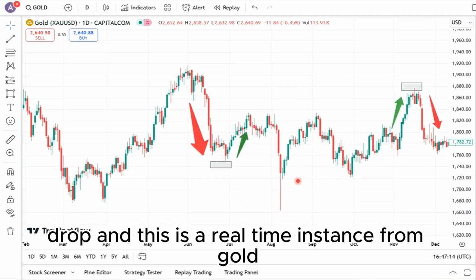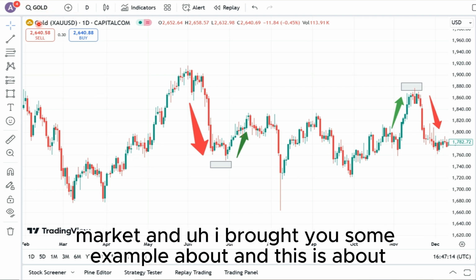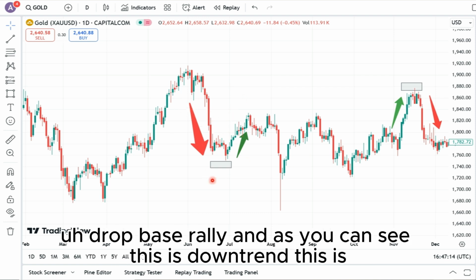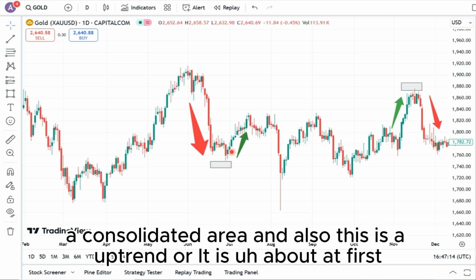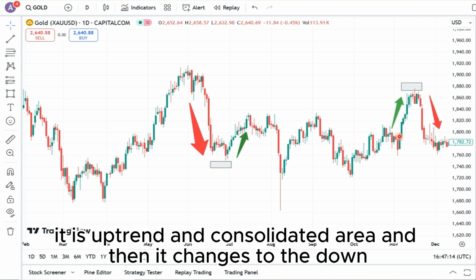And this is a real-time instance from the gold market, and I brought you some examples, and this one is about the drop base rally. As you can see, this is a downtrend, this is a consolidated area, and also this is an uptrend. Or it is about, at first an uptrend and a consolidated area, and then it changes to the downtrend.